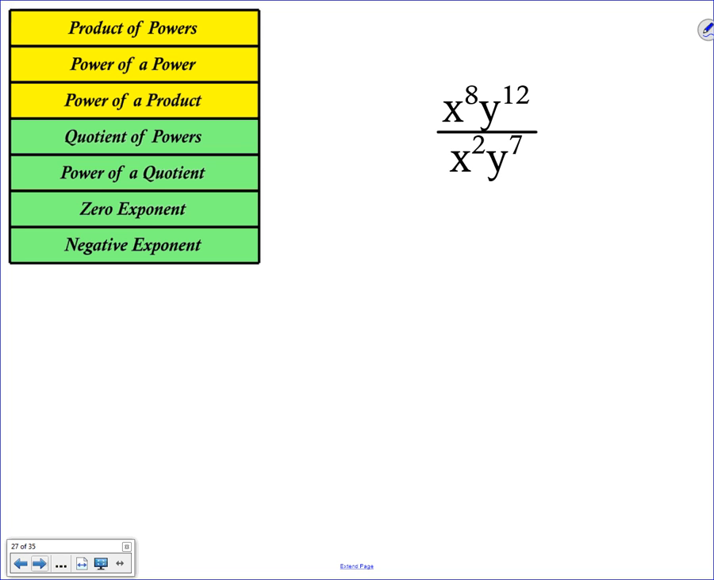I have x to the 8th power, y to the 12th power over x squared, y to the 7th. Look at these separately. I have x to the 8th over x squared. Subtract the exponents because the bases are the same. I have x to the 6th power. y to the 12th over y to the 7th. Subtract the exponents, and I have y to the 5th power.